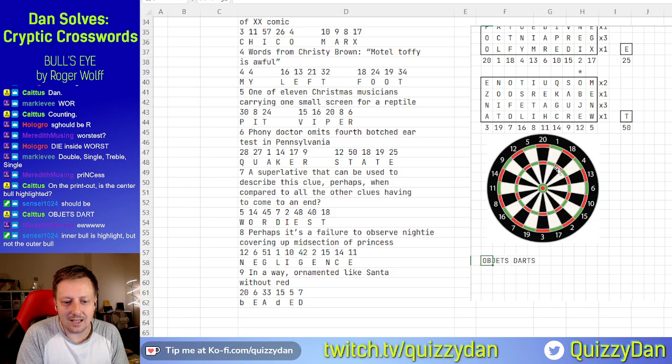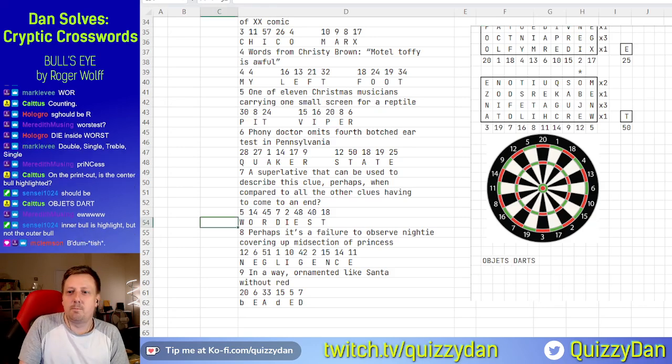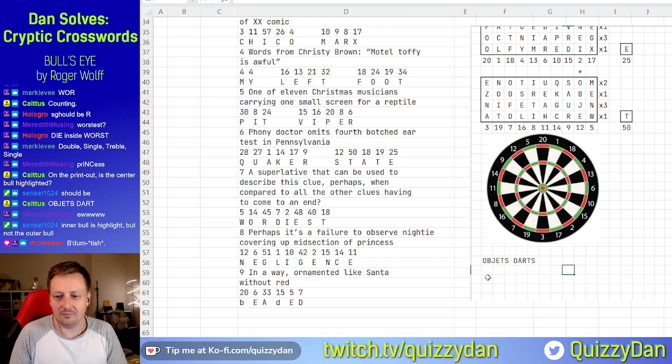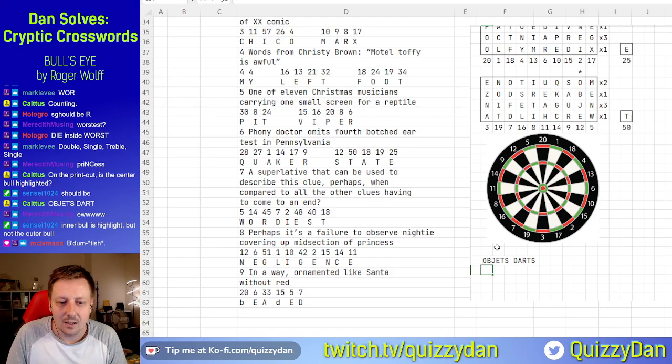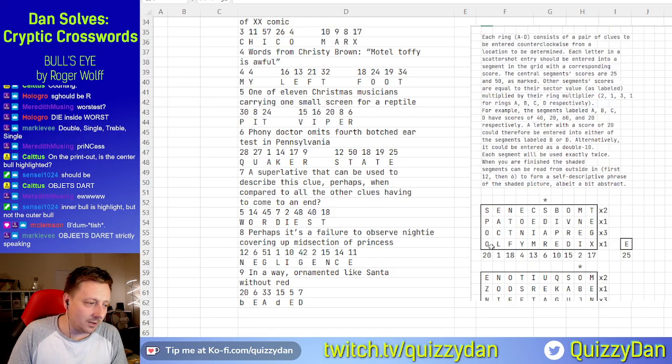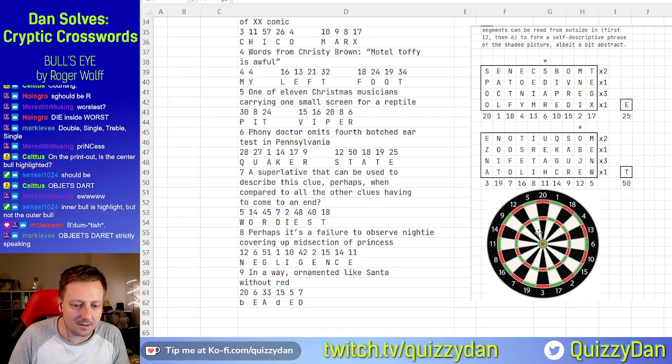Let's just align that left. And that is Bullseye by Roger Wolff. So there we go. Sorry, the inner ball is highlighted, not the outer ball. Yes, you're quite right. Yes, the inner bit is highlighted.